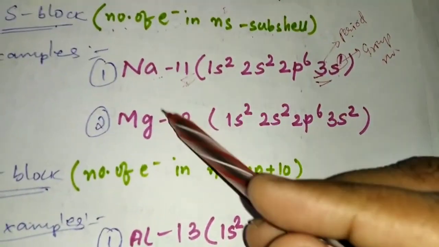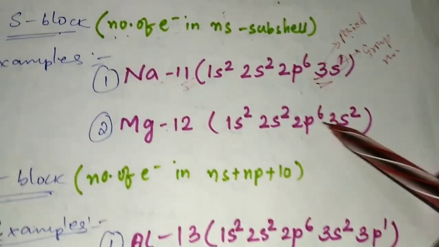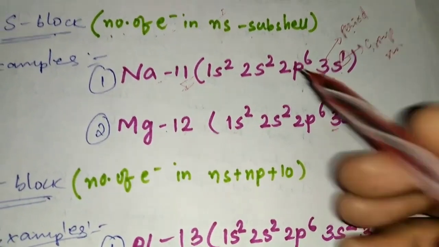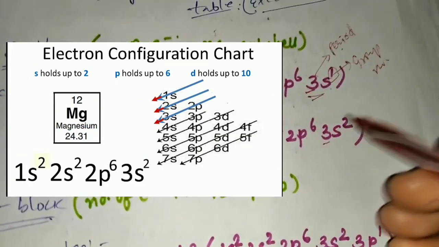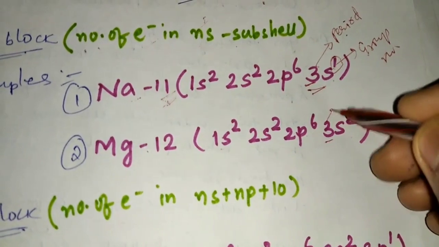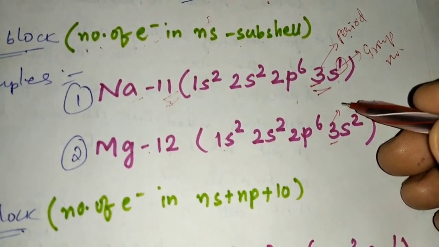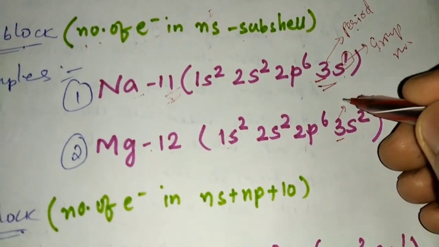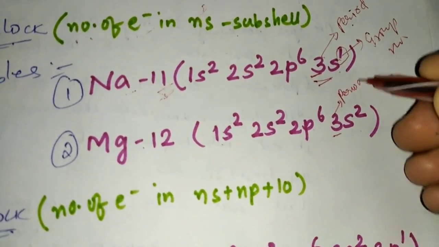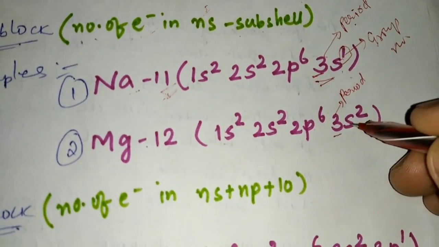In this way, taking the next example, magnesium. Write down the electronic configuration of magnesium according to the above principle. Magnesium is 1s2, 2s2, 2p6 and 3s2. What I told for the period is to take the maximum or highest number of the nth shell. Here the maximum number is 3, so 3 becomes our period number, and it belongs to the S block.